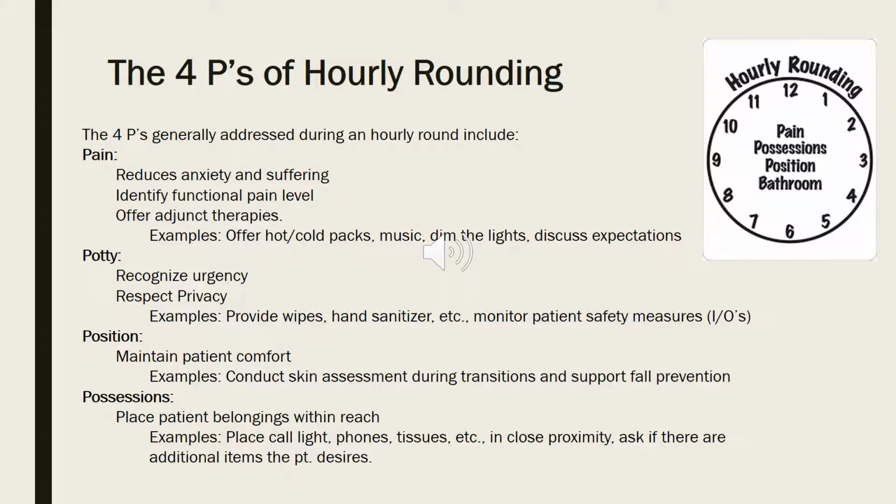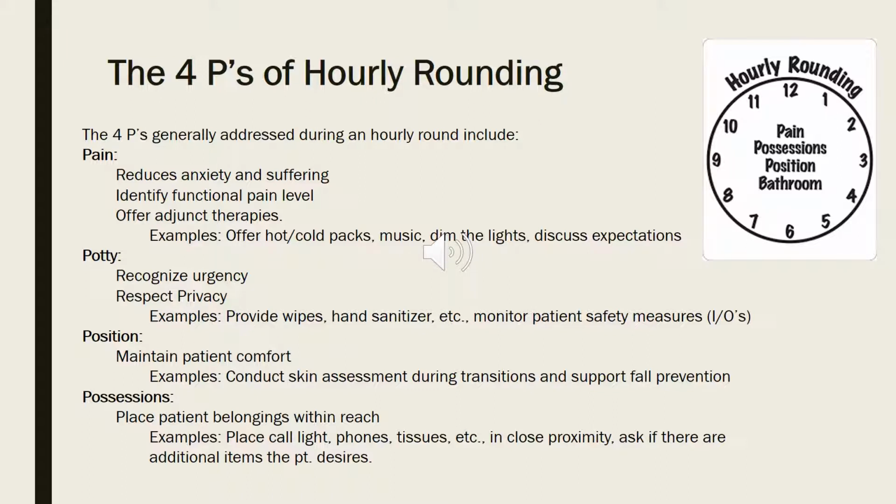So, the 4 P's of hourly rounding. The 4 P's generally addressed during an hourly round include pain, potty, position, and possessions. These are the foundational elements to ensure patient safety. Rounding involves a series of activities that are designed to promote patient safety, improve patient outcomes, improve patient satisfaction, and enhance care delivery. During a round, a patient's pain, elimination needs, and position are addressed.